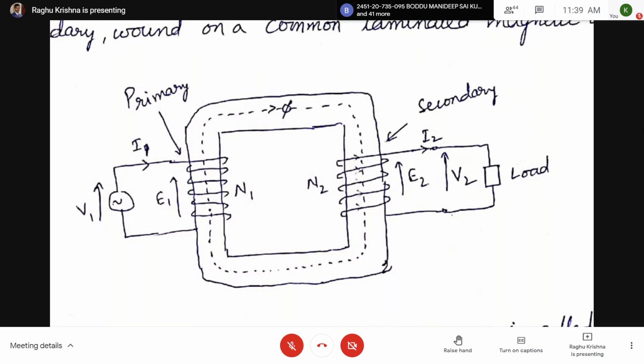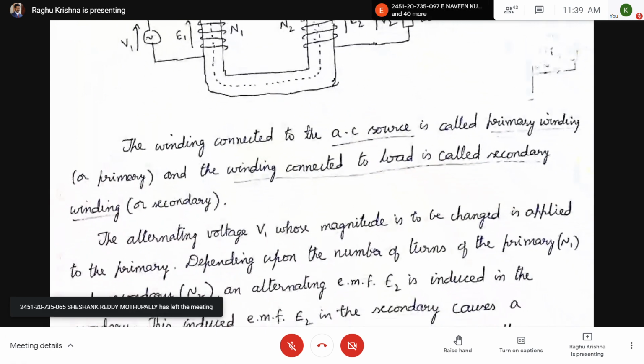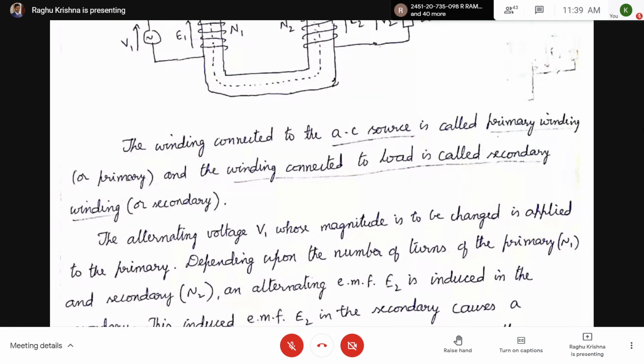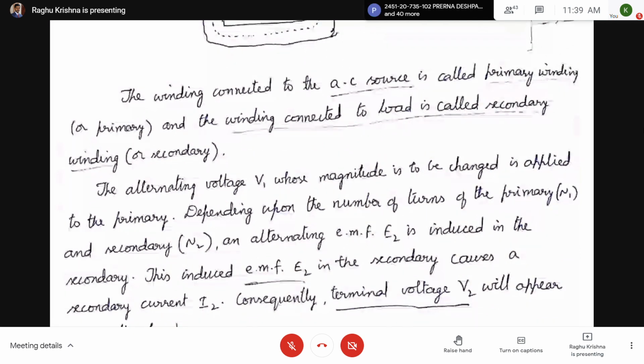So this is all explained here. The winding connected to the AC source is called the primary winding, or simply primary, and the winding connected to the load is called the secondary winding, or simply secondary. The alternating voltage V1, whose magnitude is to be changed, is applied to the primary. Next, depending upon the number of turns of the primary, N1, and the secondary, N2, an alternating EMF E2 is induced in the secondary.